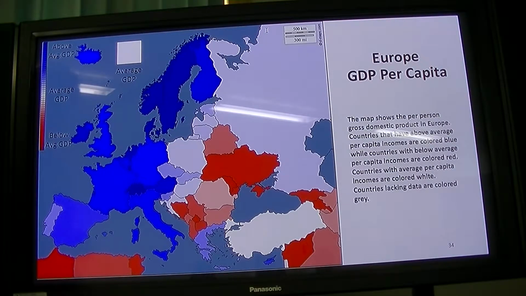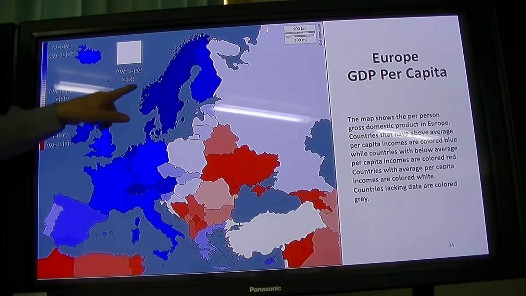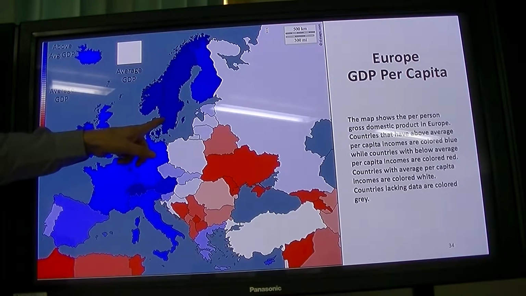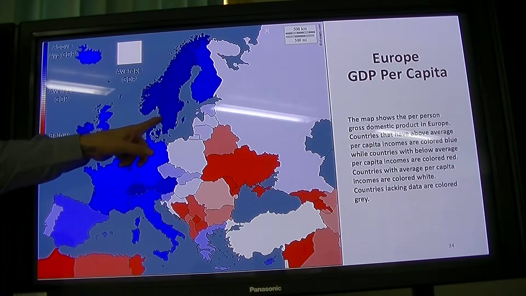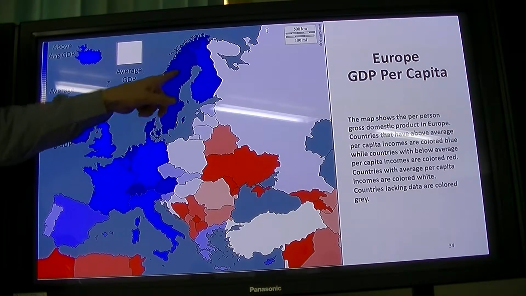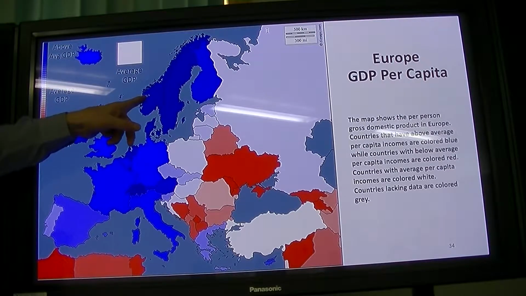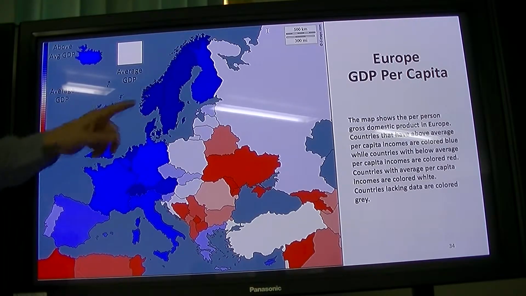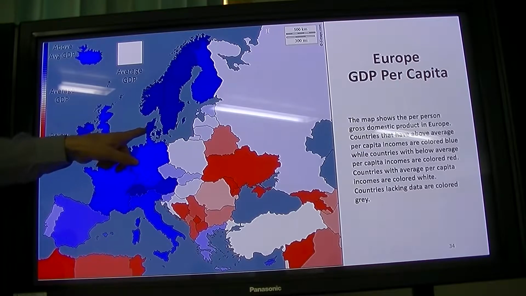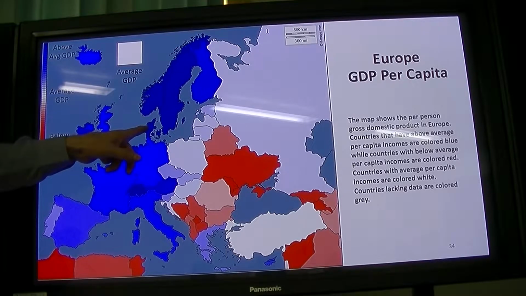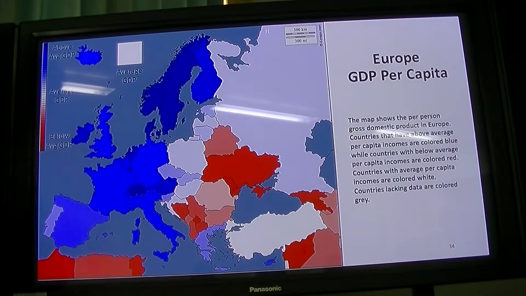Here's Europe. Per capita, some of the wealthiest countries in the world. Scandinavian countries are very wealthy. Sweden has a lot of manufacturing, a very powerful manufacturing country, even though it's a small country. It's actually quite a dynamic country. Norway has immense natural resources, lots and lots of oil, and a relatively small population.